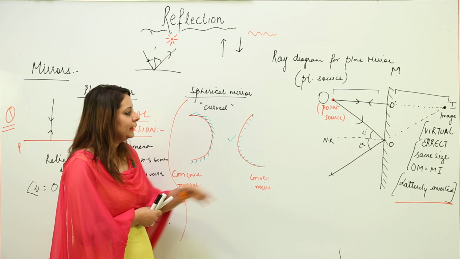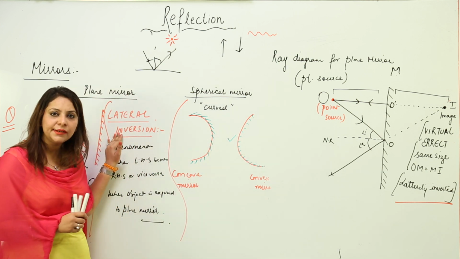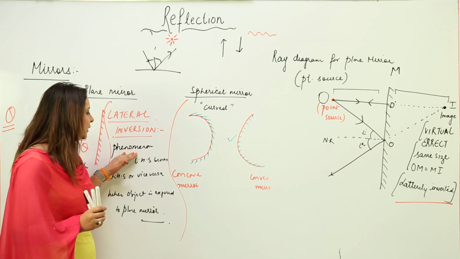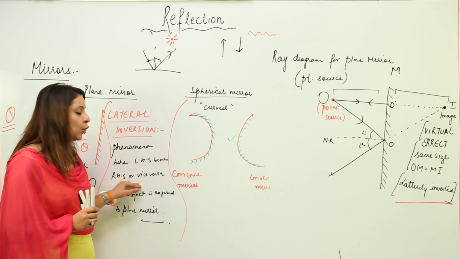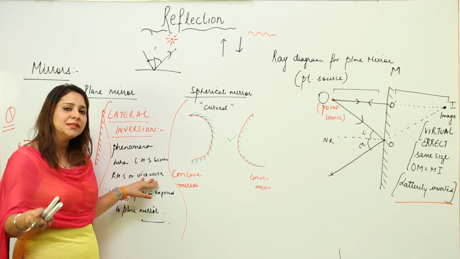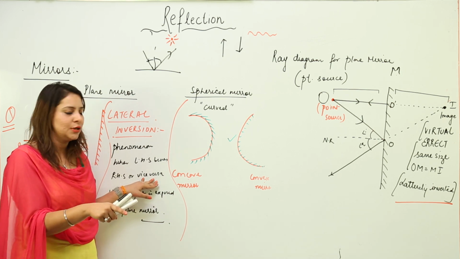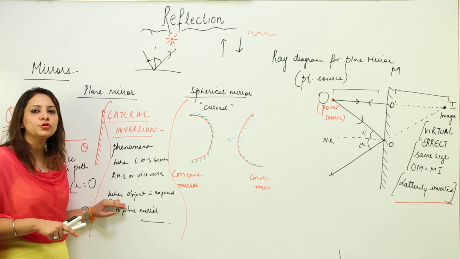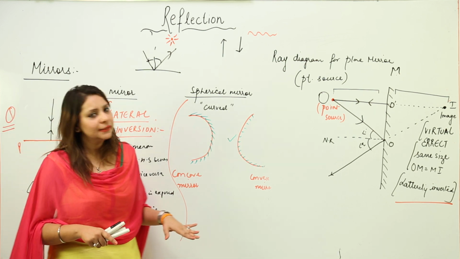So these are the characteristics, and I think you got it. The lateral inversion also is a phenomenon when LHS becomes RHS or vice versa. Vice versa means, in a similar way, LHS becoming RHS, your RHS is again becoming the LHS when an object is exposed to a plane mirror. So this is what lateral inversion is.